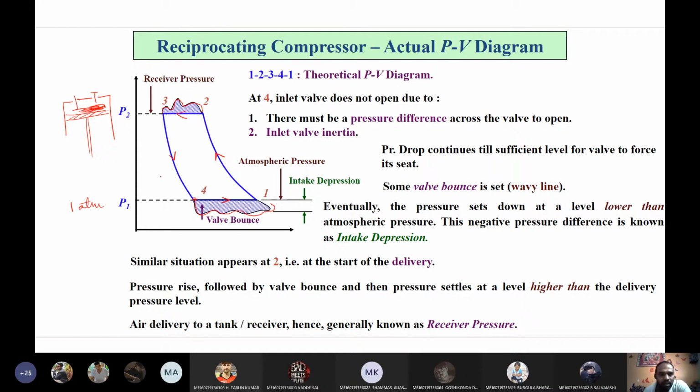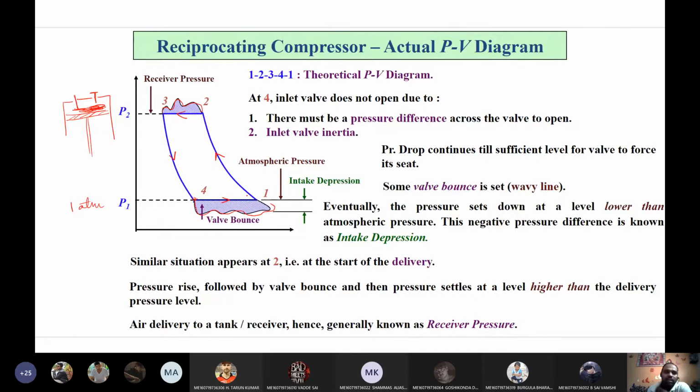Okay. And one more reason is that these valves will not open instantaneously. These valves will open gradually and close gradually. It is not a one-time process, right? It may take certain time to get fully opened, and certain time to close fully. So due to this inertia of the valves, this wavy form comes into the picture.